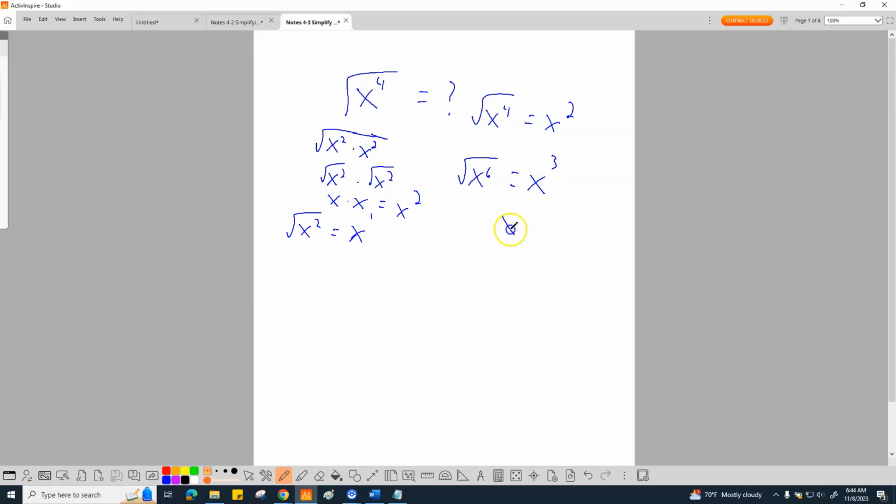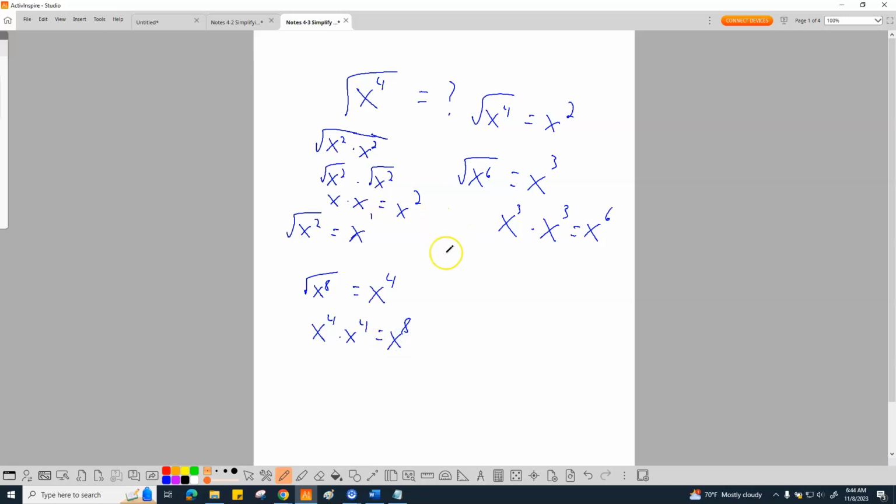And why is that the case? Because x to the 3rd times x to the 3rd equals x to the 6th. So what are the terms I have to multiply to get x to the 6th? The same term? It's x to the 3rd. What about the square root of x to the 8th? Now we're dealing with x to the 4th. Why? Because x to the 4th times x to the 4th is the same thing as x to the 8th.